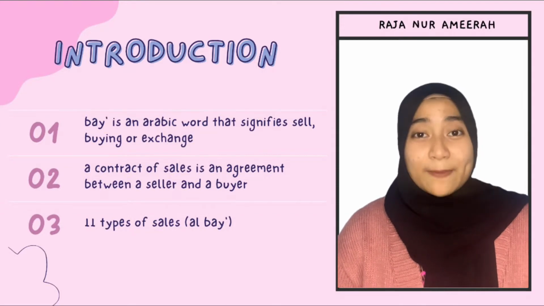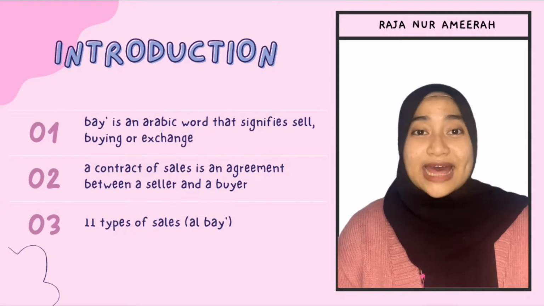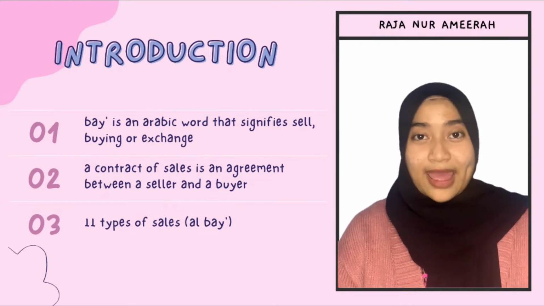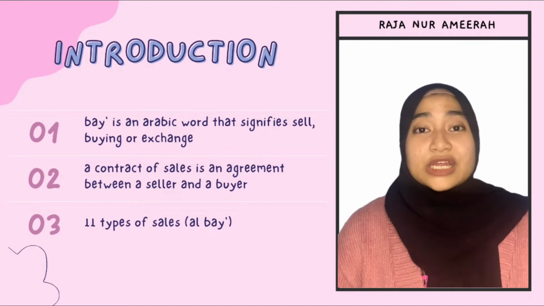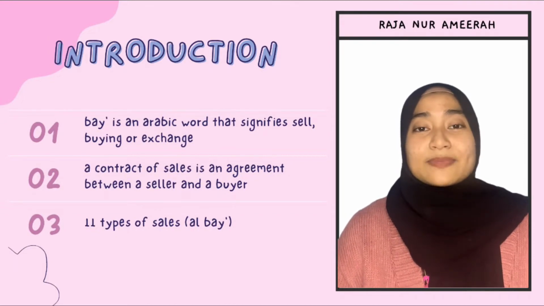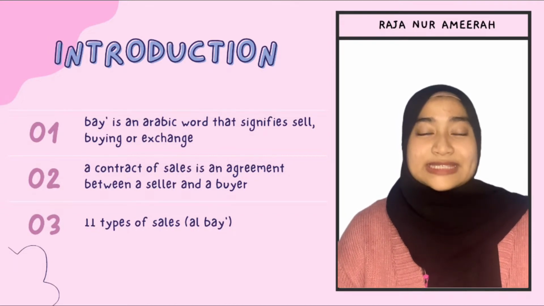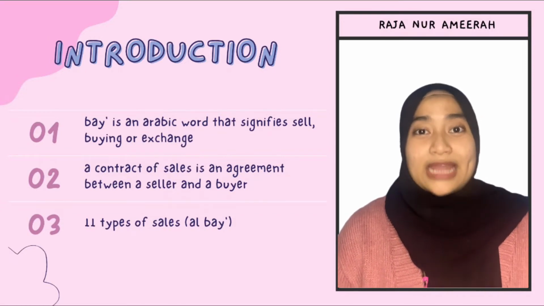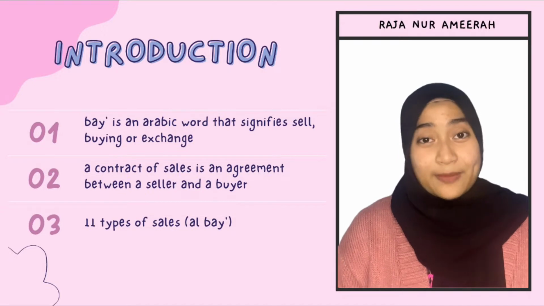Bay is an Arabic word that signifies sales, buying or exchange. A contract of sale is an agreement between a seller and a buyer. The seller agrees to provide or sell something to a buyer for a set price that the buyer agrees to pay. Did you know that there are 11 different types of sale al-bay?